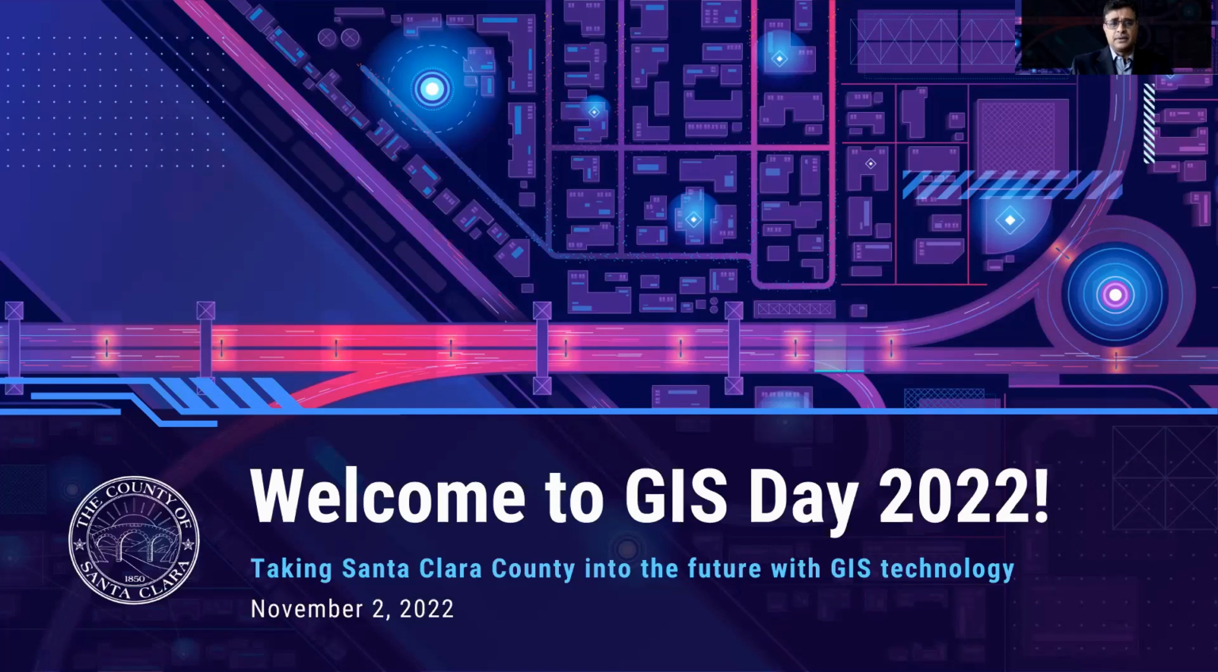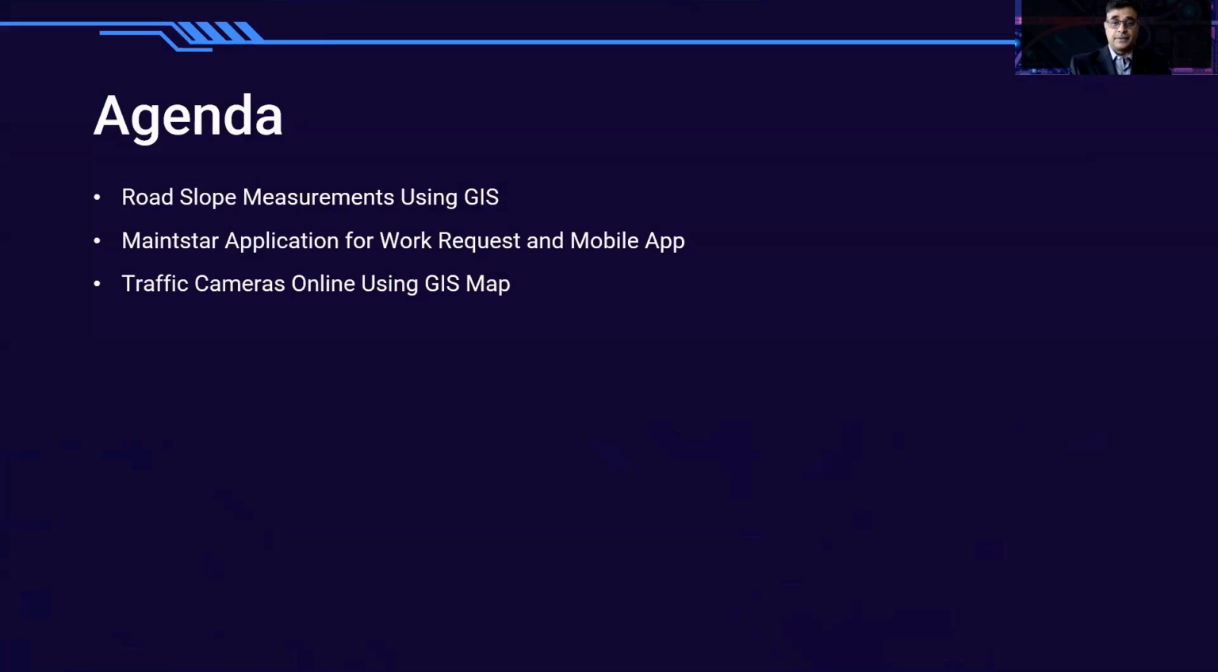We use this tool for a lot of things. I'll highlight one or two of them that you may not have seen, and how we use that tool. They're very simple applications, but they are so helpful when it comes to how much time they save us in the field. So basically three main topics. One is road slope measurements using the GIS data. We talked about LiDAR in the earlier session, and I'm going to show you how we use that data to our advantage during road maintenance.